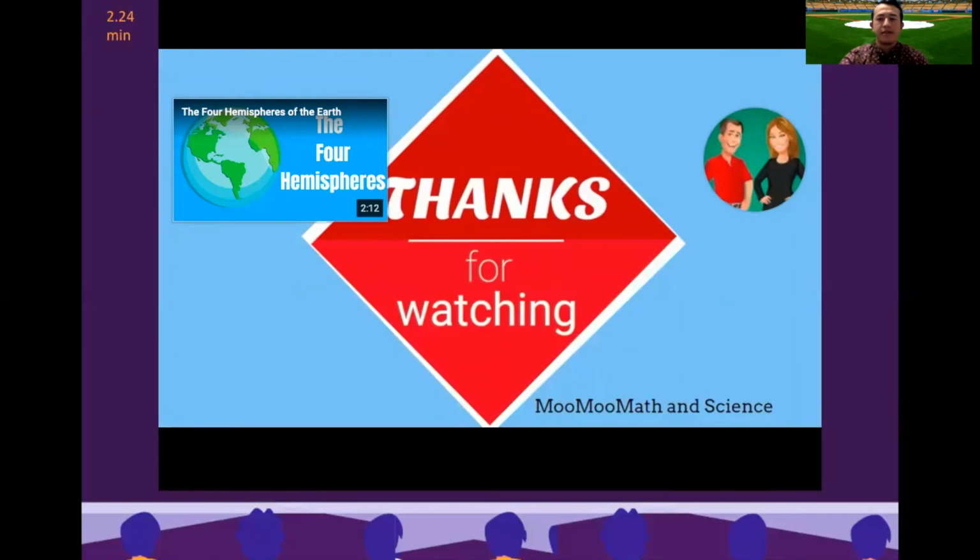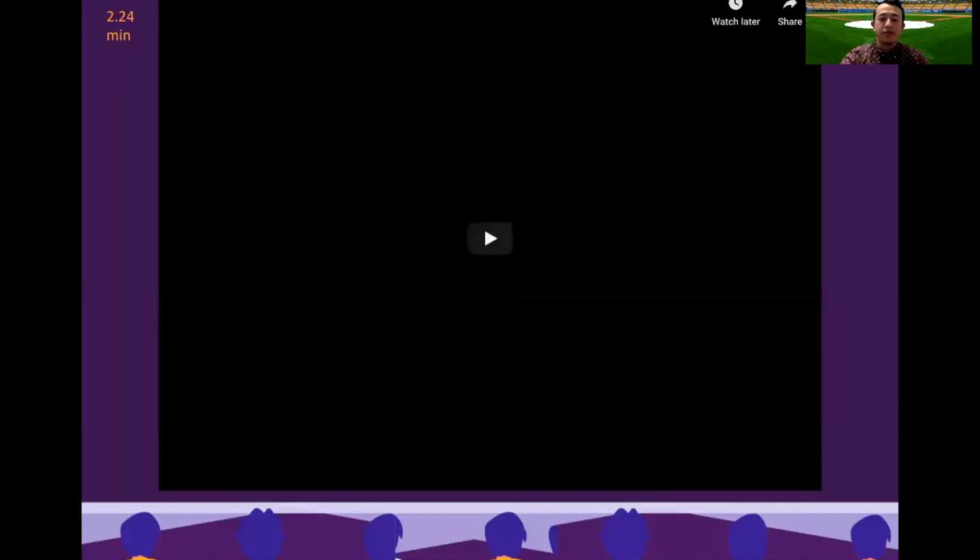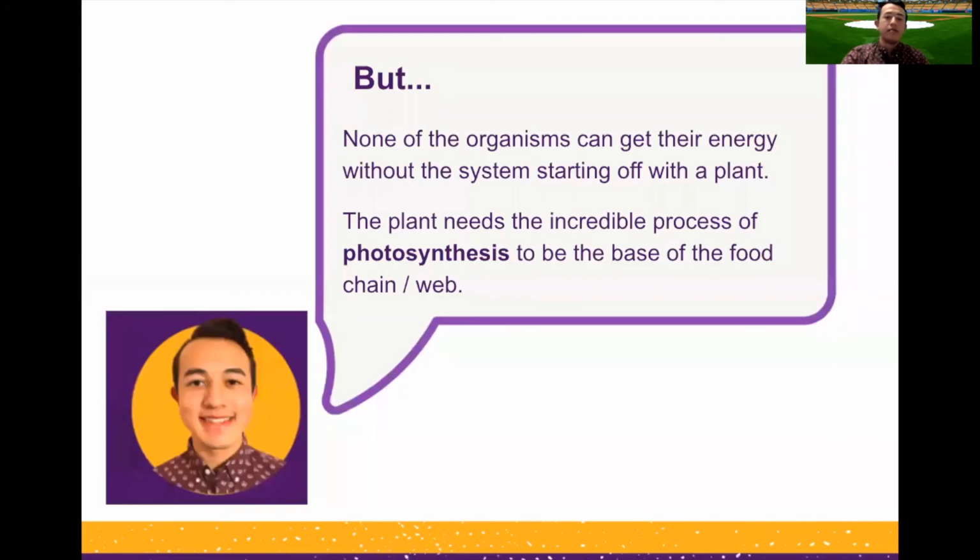Perfect, right? So that recapped those last couple slides we went over. But none of those organisms can get their energy without the system starting off with a plant. That plant needs the incredible process of photosynthesis to be the base of the food chain or web.